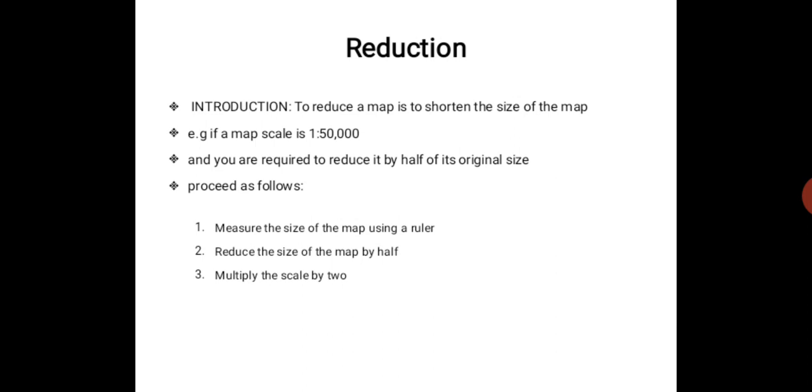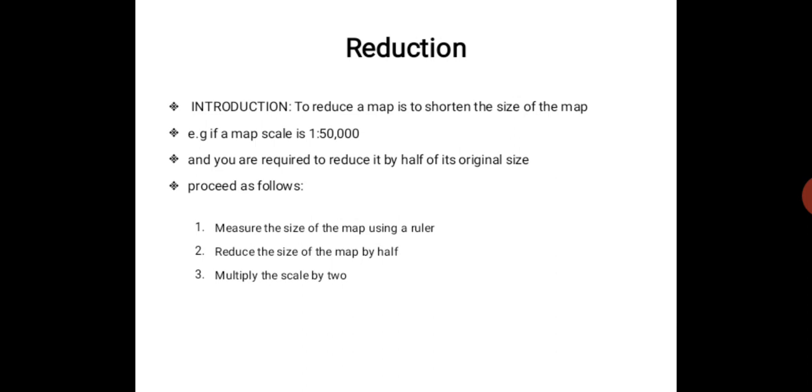A map that was to a scale 1:100,000. By the time it is enlarged, you have 1:what? Depending on the times you are asked to enlarge the map, it will be 1:what? 50,000. 1:25,000, as the case may be.